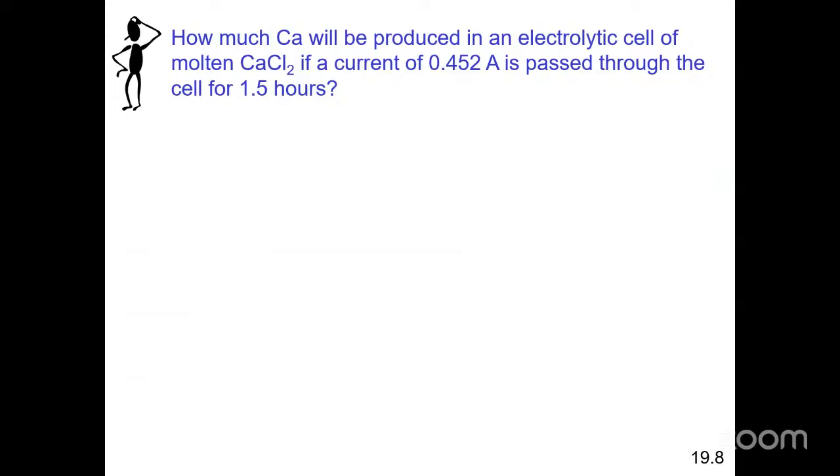This question is asking how much calcium will be produced in an electrolytic cell of molten calcium chloride if a current of 0.452 amperes is passed through the cell for 1.5 hours, right? So there are two half reactions, but actually, there's only one half reaction that we'll be concerned with. The anode reaction is not that important, even though it's going to occur, and that's the oxidation of the chloride to form chlorine, right?